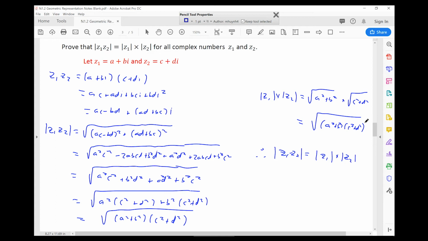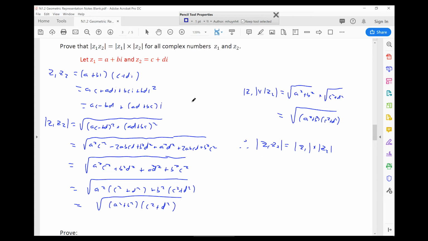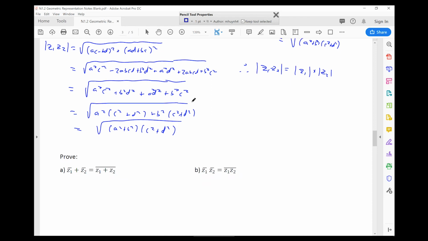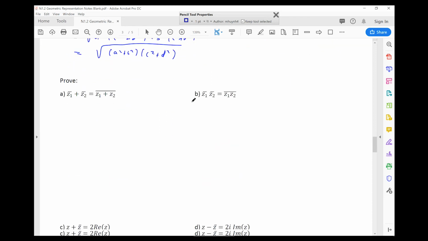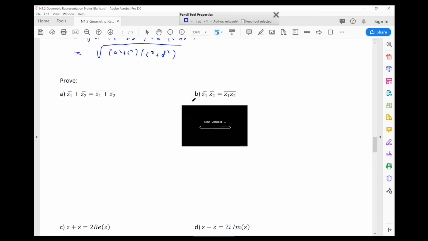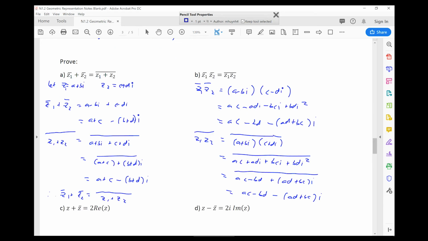This section is mostly just algebra. There are a few more questions at the bottom here. Have a go at these, and then unpause the video and the answers should appear. All right, so here are the answers for A and B. As long as you remember that when you find the conjugate, you keep the real bit and change the sign of the imaginary bit.